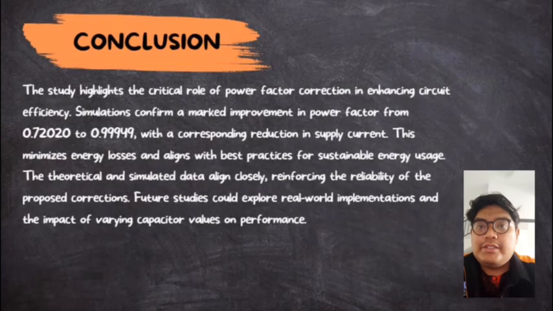The conclusion: the study highlights the critical role of power factor correction in enhancing circuit efficiency. Simulation confirmed a marked improvement in power factor from 0.7020 to 0.99949 with a corresponding reduction in supply current. This minimized energy losses and aligned with best practices for sustainable energy usage.